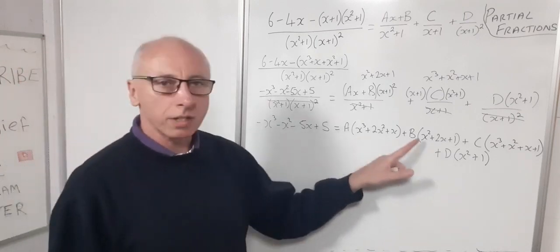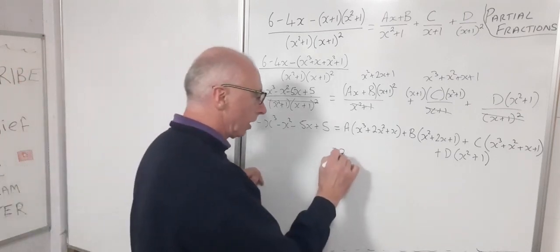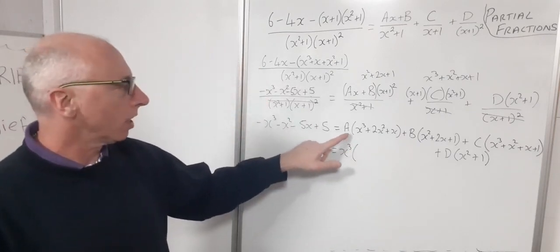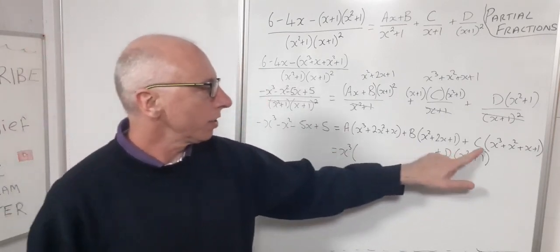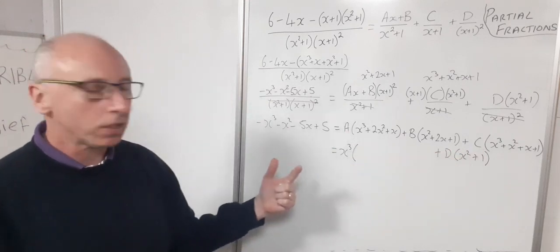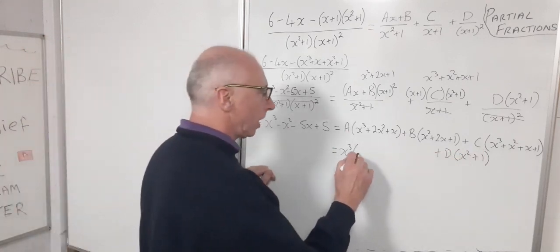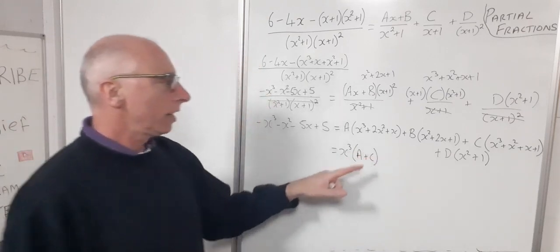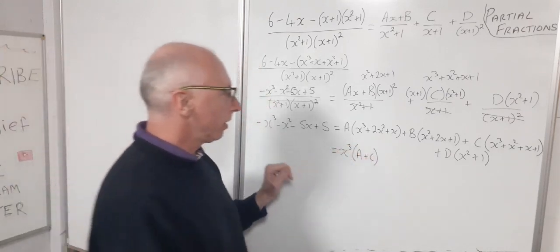So now let's write the x cubed term first. So I've got x cubed, and now how many x cubes have I got? I've got an a, I've got a c, and that's all I have. So it's a plus c. So a plus c. Now let's look for my x squareds.